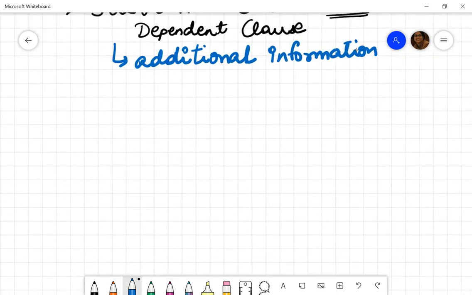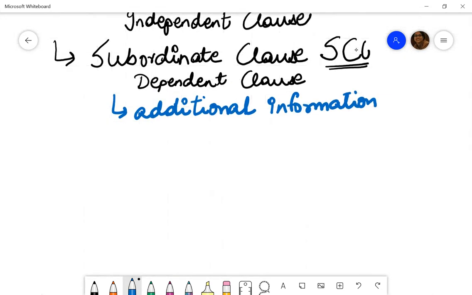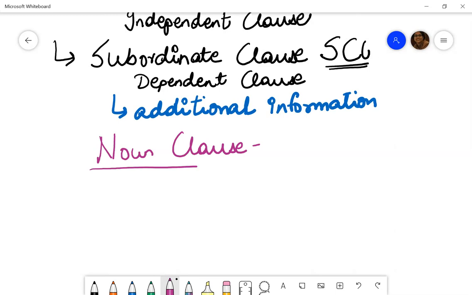So let's look at what the different kinds of subordinate clauses are, right? The first kind of subordinate clause that we will look at today is the noun clause. The noun clause basically is a chunk of words that acts as a noun, right? Their function is that of a noun. I'll give you an example of this. A noun clause is written in this manner, N, C capital, L small.